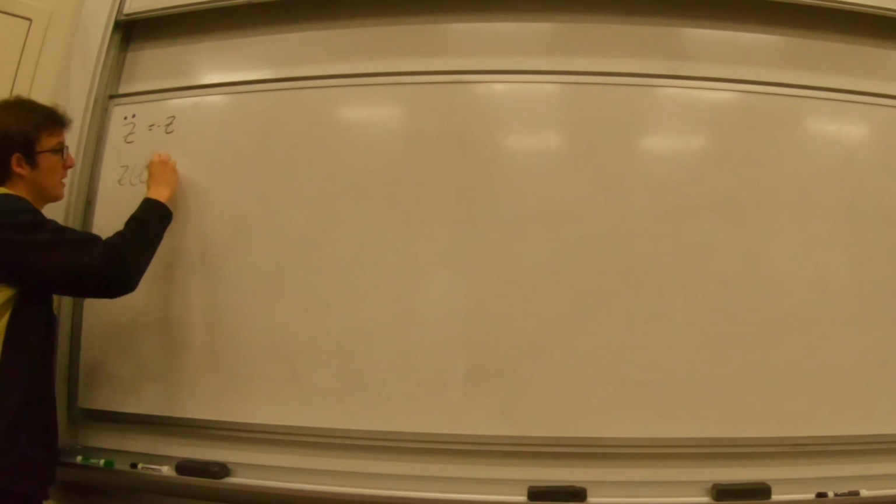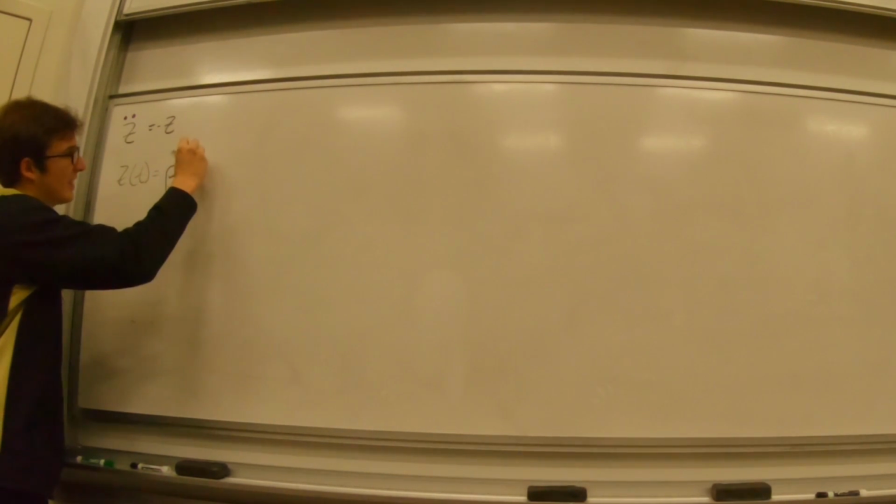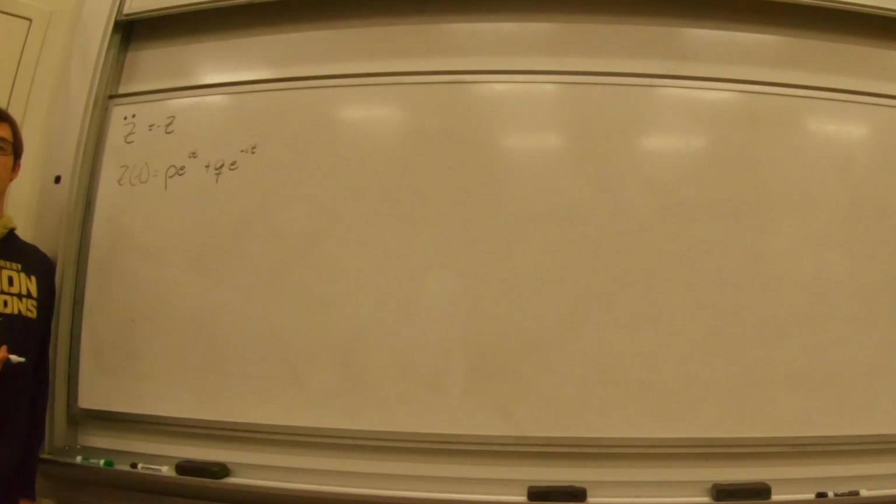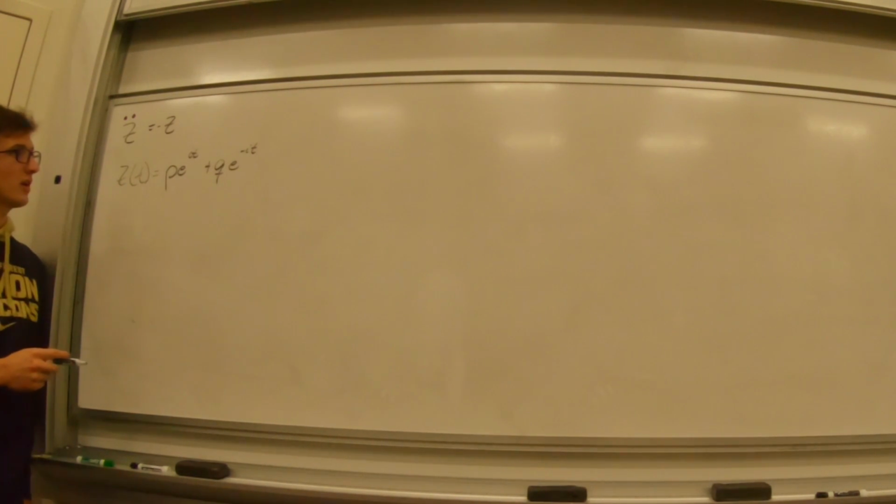So you can immediately conclude that z as a function of time is going to be equal to some kind of parameter. Needham uses the values p e to the it plus q e to the negative it. So these are the values. You can see that if either of these are zero, you're going to wind up just getting circular motion. So if either p or q are zero, you get a circular motion.